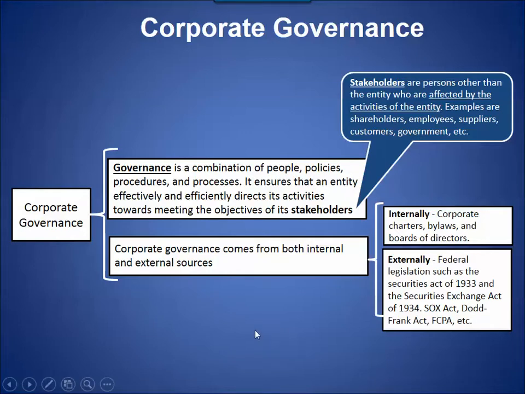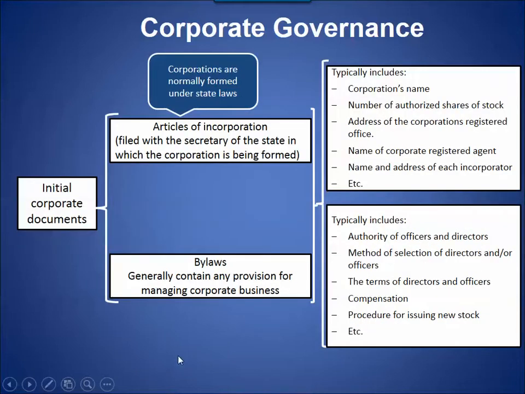Now, let's go ahead and take a look very briefly at how a corporation is formed. In terms of initial corporate documents, the first thing is that corporations are normally formed under state laws. There are very few situations where a corporation is incorporated under federal laws. Typically what happens is that a group of investors get together and they file articles of incorporation. Those are filed typically with the Secretary of State of the state in which the corporation is actually being formed.